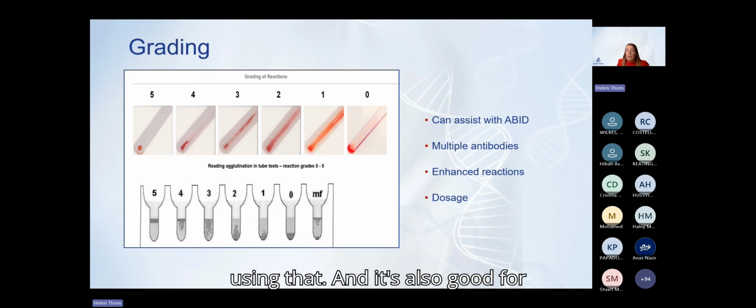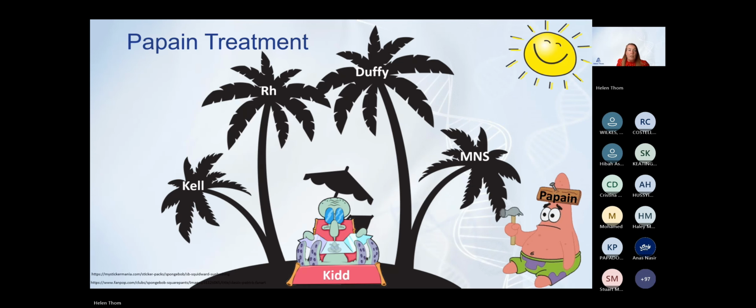And it's also good for looking at your enhanced reactions, which helps you if you're using papain, for example. That's a good way of saying if a reaction is enhanced in papain, you would have a stronger reaction using your grading.